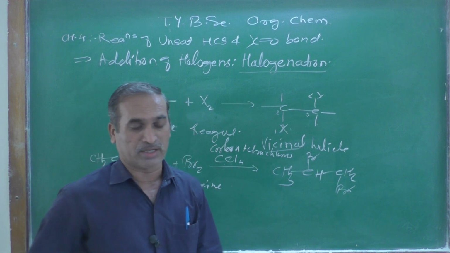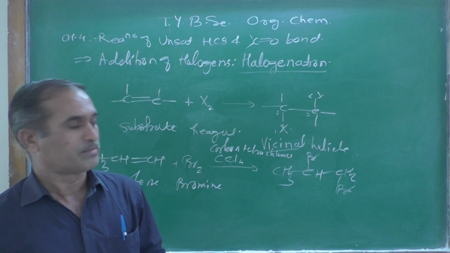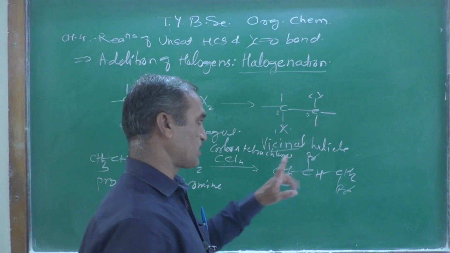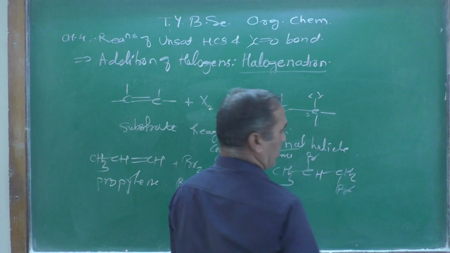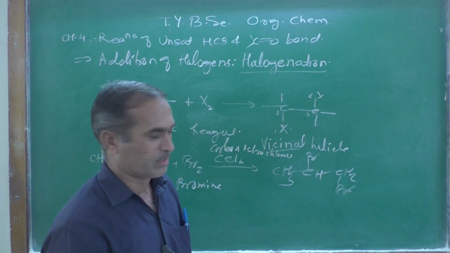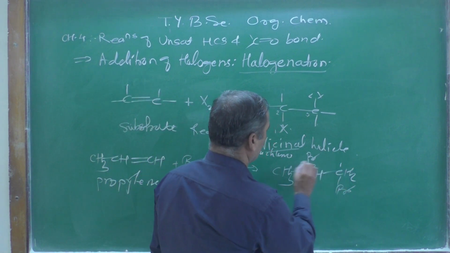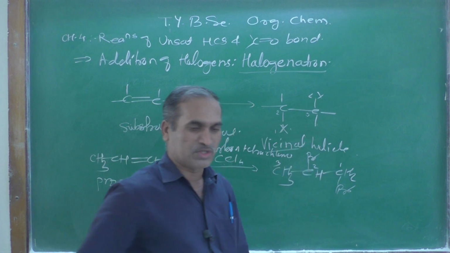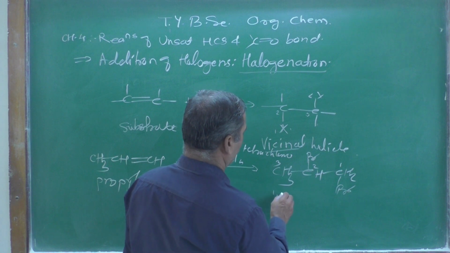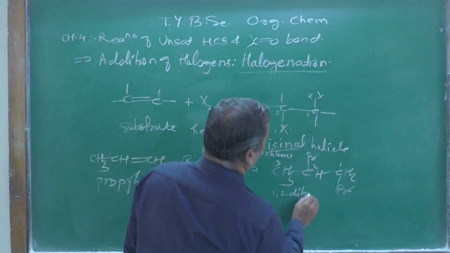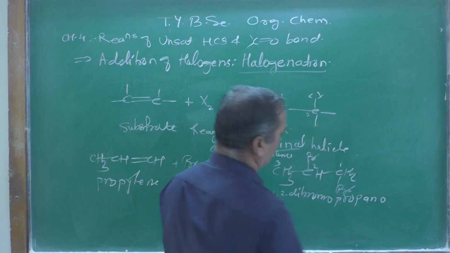The addition reaction takes place in a different way, and that's why I am showing it over here. What will be the IUPAC name of this compound? Can you tell me? Yes, 1, 2 and 3. At the 1 and 2 positions there are two bromine atoms, and therefore we can call it 1,2-dibromopropane. That is the IUPAC name of this compound.